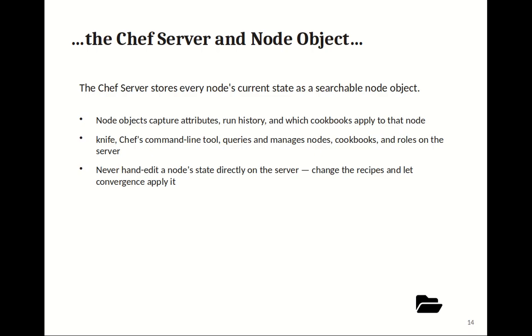The Chef server and node object. The Chef server stores every node's current state as a searchable node object. Node objects capture attributes, run history, and which cookbooks apply to that node. Knife, Chef's command line tool, queries and manages nodes, cookbooks, and roles on the server. Never hand-edit a node's state directly on the server. Change the recipes and let convergence apply.